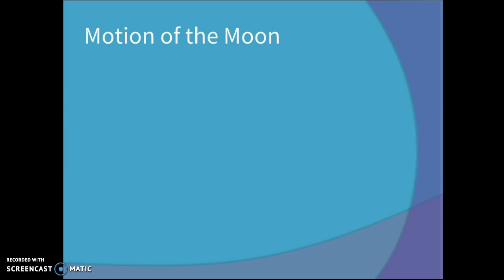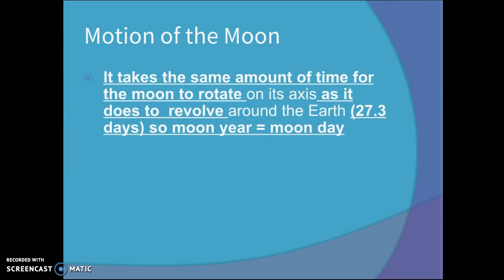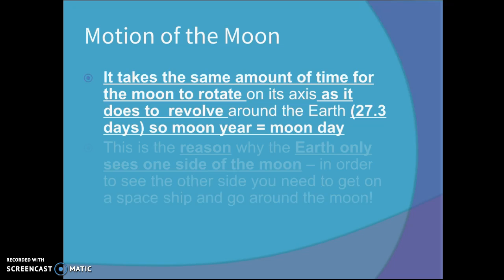The moon takes the same amount of time to rotate on its axis as it does to revolve around the Earth, 27.3 days, which means a moon's year, the amount of time it takes to revolve around the Earth, is equal to the amount of time it takes to rotate on its axis, a moon day. Moon years and moon days are the same. So if you need to pause to write that down, go ahead and do that.